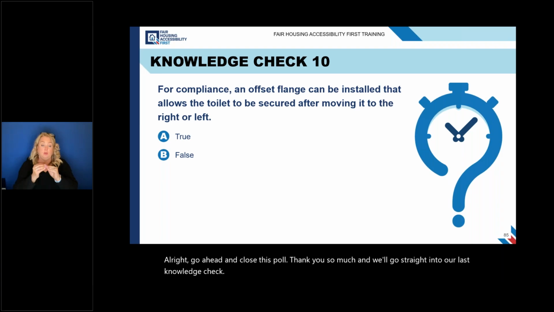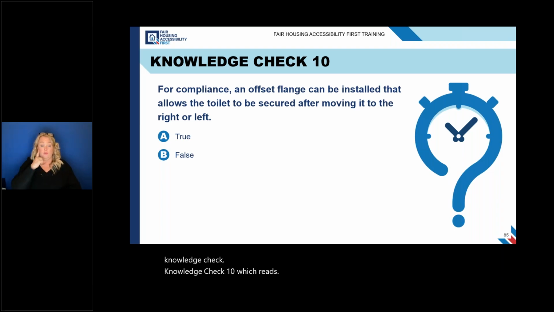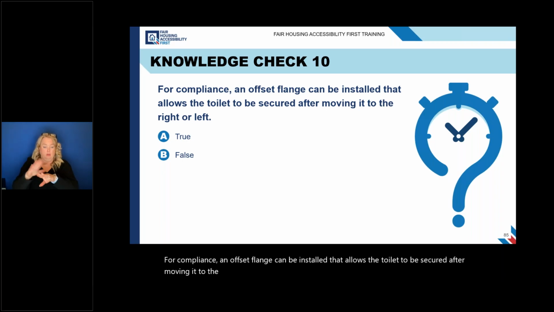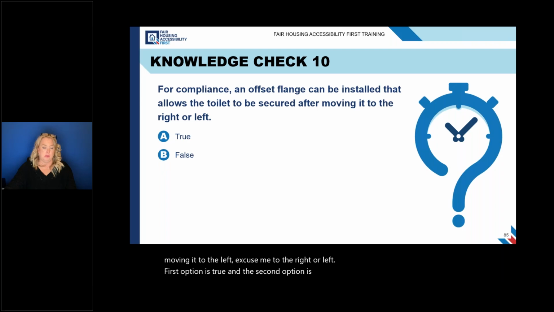Knowledge check 10, which reads, for compliance, an offset flange can be installed that allows the toilet to be secured after moving it to the right or left. First option is true, and the second option is false.